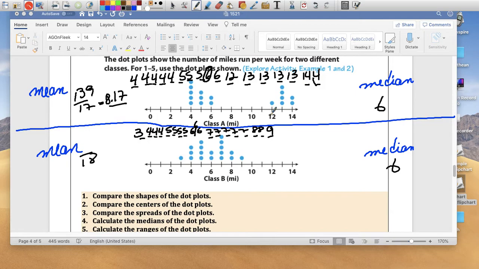At the bottom, let's add them up. 3 plus, and we get 107 as a total. And we're going to divide that by 18. We're going to get 5.94, if I'm not mistaken. There are no outliers here, so I guess the mean might be the better. There's not much difference between the mean and the median for class B. So either or, I would definitely use the mean, I guess, because it doesn't have any outliers. Okay, give me 1 second.